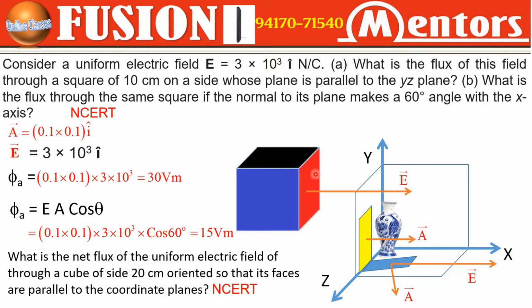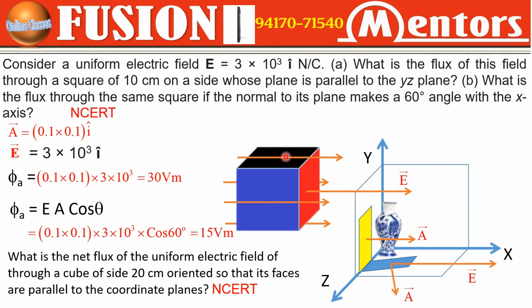Red one is parallel to the YZ plane and the black one is parallel to the XZ plane. So this is how the cube was to be oriented. Now let me draw again the electric field direction E along the positive x-axis: backside, upper side, front side, lower side. You notice that field lines are parallel to this plane.